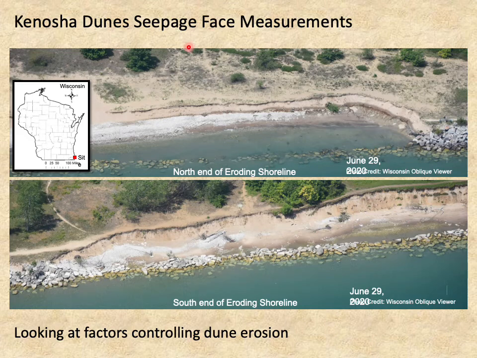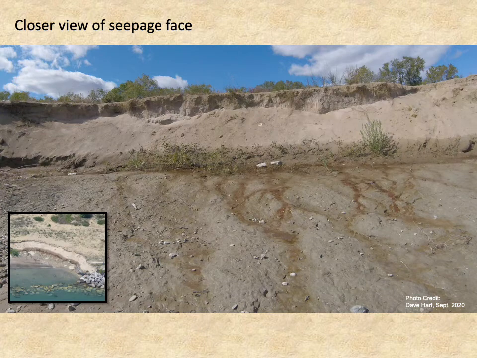Last thing, we're nearing the end, is the Kenosha Dunes. We did some seepage face measurements here. Here's some erosion. The dune was eroding here. Here used to be the revetment. All that got washed away, and now we're having erosion. And you can see this dark area here is seepage. And here's a close-up of the seepage that you can see there.